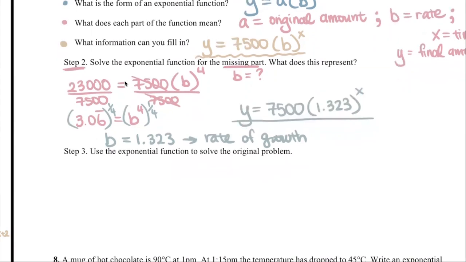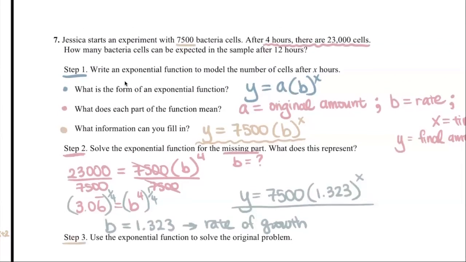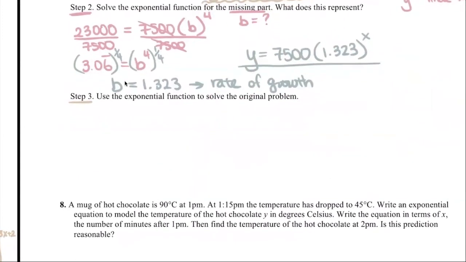All right. And now we can answer the final question. Use the exponential function that we made to solve the original problem. The problem is how many bacteria cells can be expected after 12 hours? So after 12 hours, I can just now plug in and see how much bacteria is left once I plug in 12 for x. So plug that in times 7,500, and I get a decently large number.